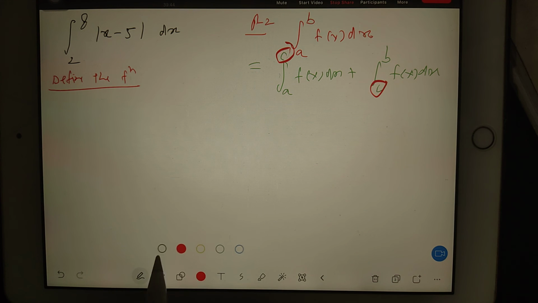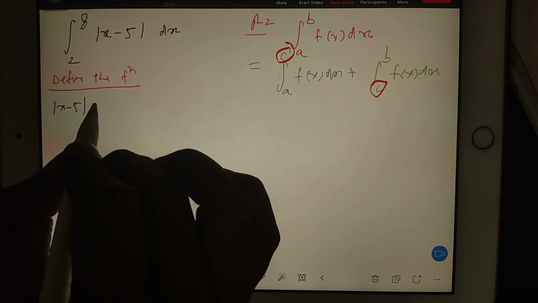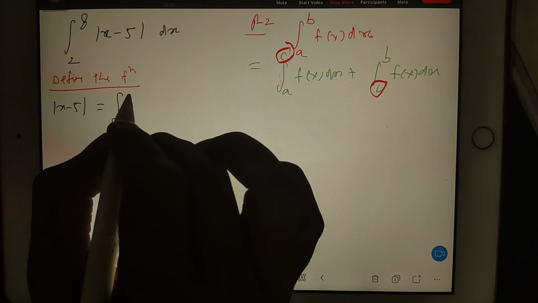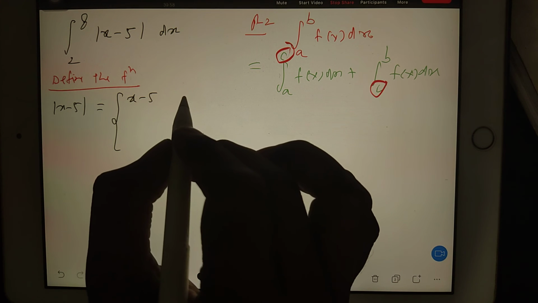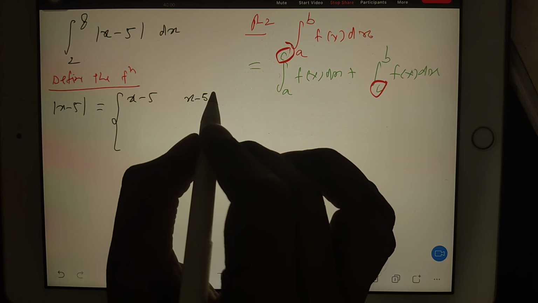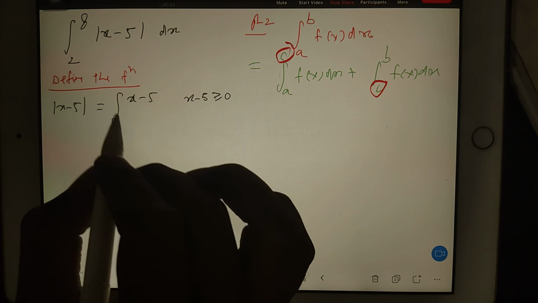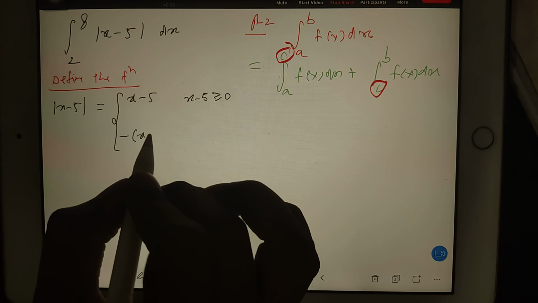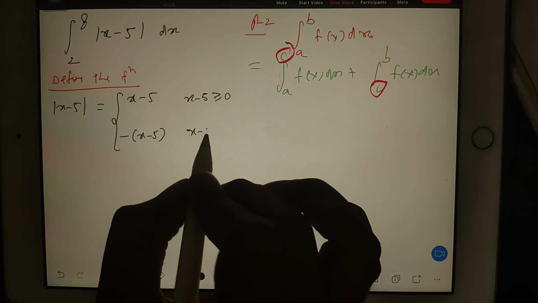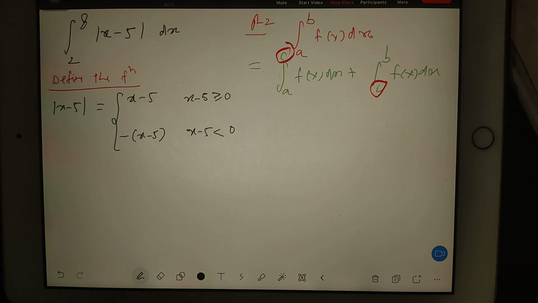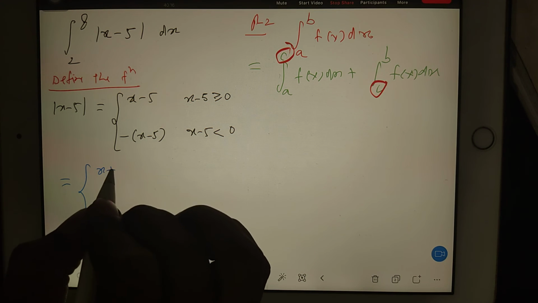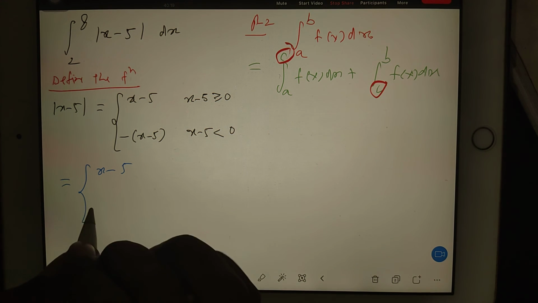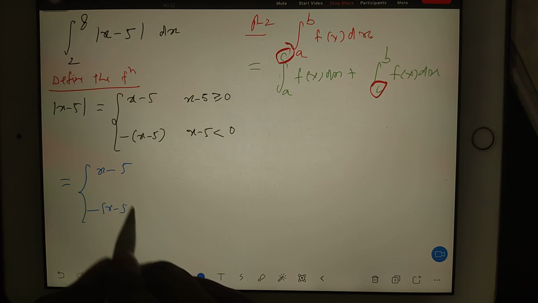So how will you define the function? For that purpose, your mod of x minus 5 you will define as plus x minus 5, and this answer will come when this entire x minus 5 is greater than or equal to 0. Same thing you will do here. You will write minus x minus 5, and then you will say x minus 5 less than 0.